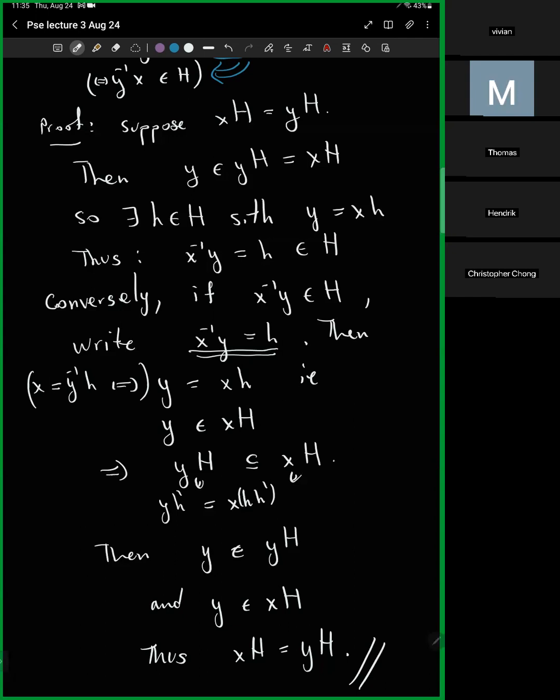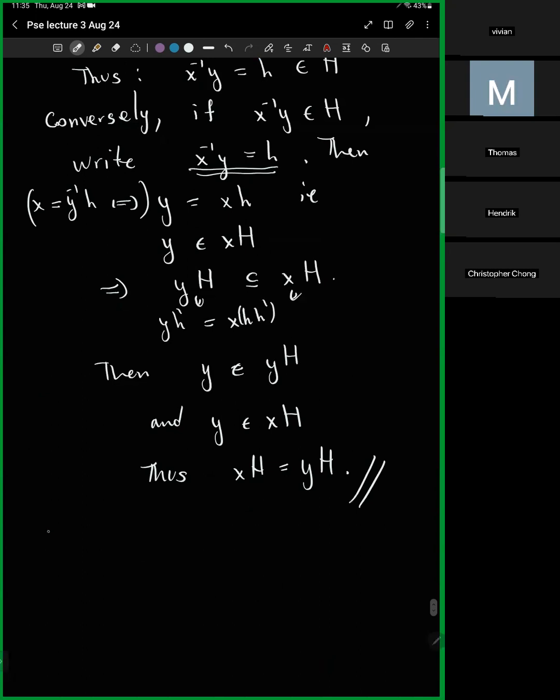Now, suppose H is a subgroup of G, and x and y in G are such that xH is different than yH.